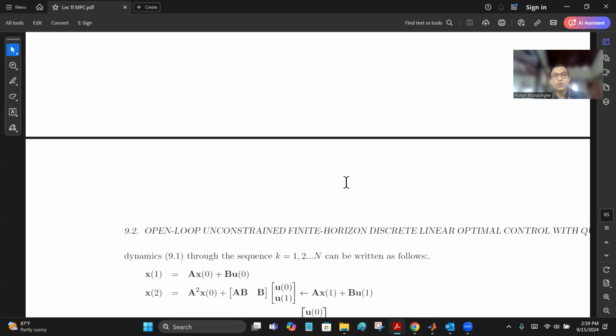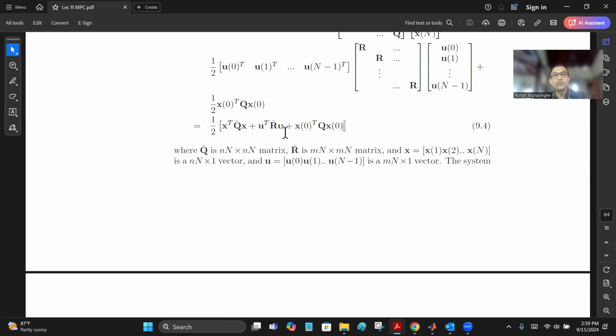Now we have this equation 9.4. But the problem is now we want to get rid of this x over here, because we can't bring x any further. To optimize this, we want to get the minimum cost with respect to u. So then x is also a variable, and we can't have two variables at the same time. And we know that x depends on u, so we want to find an expression to substitute for x.